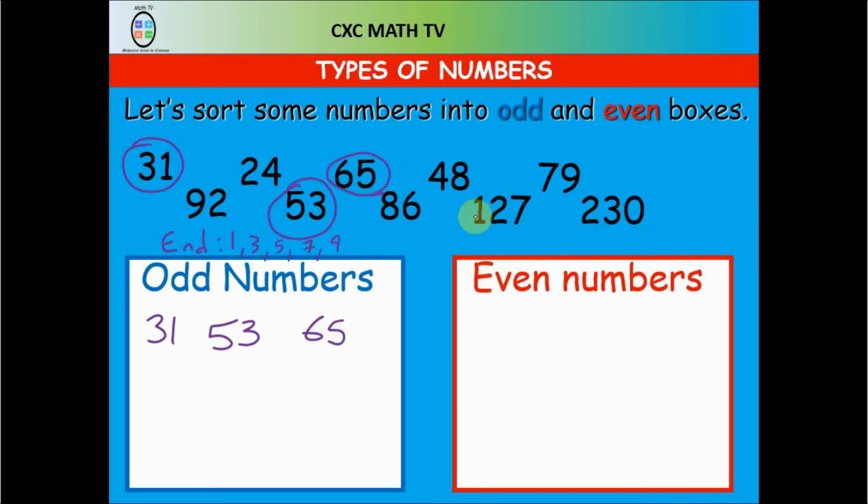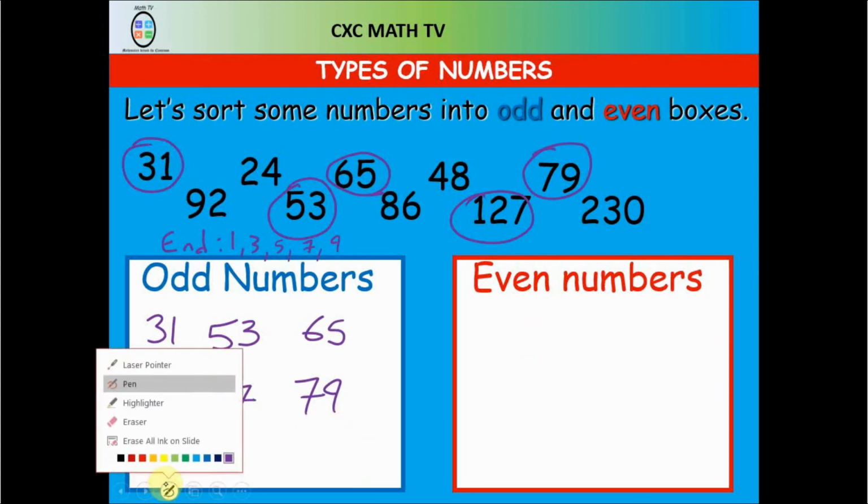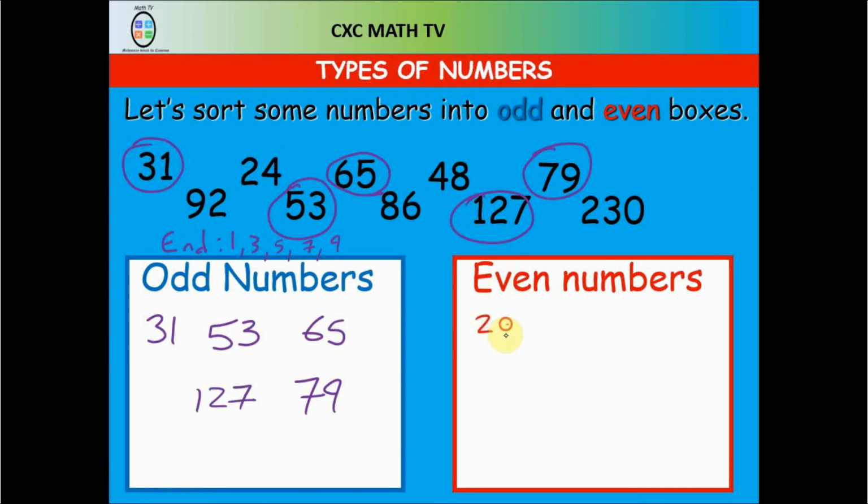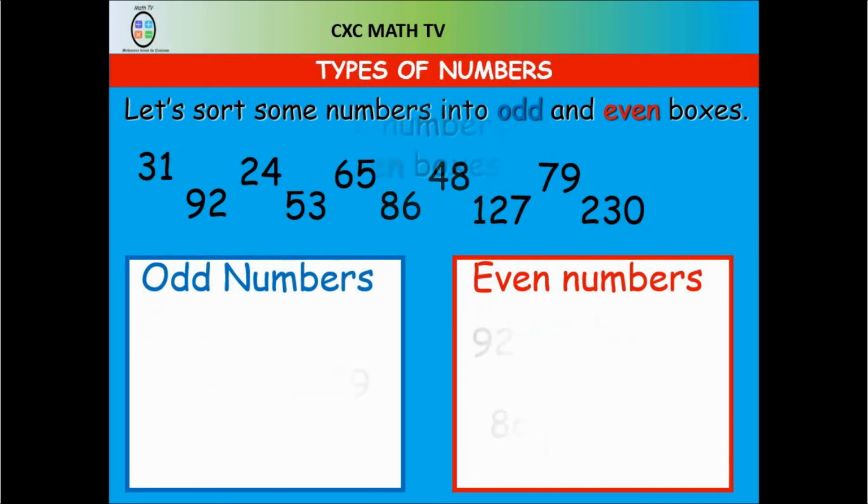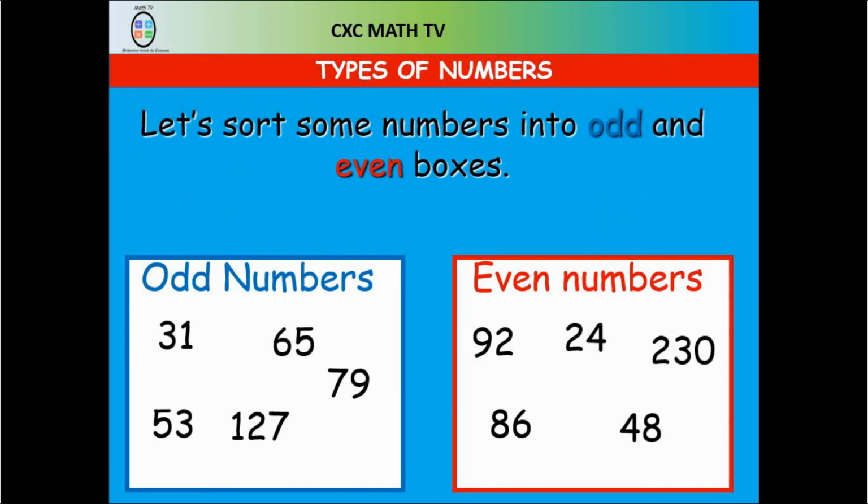That must then be what? Odd. 127. Odd. 79. What? Odd. Nice. And then if it is not odd, then it is even. So the other numbers over here, let's put it in red. These are even. 24, 48, 92, 86, and 230. So that's it. Alright, so here it is.